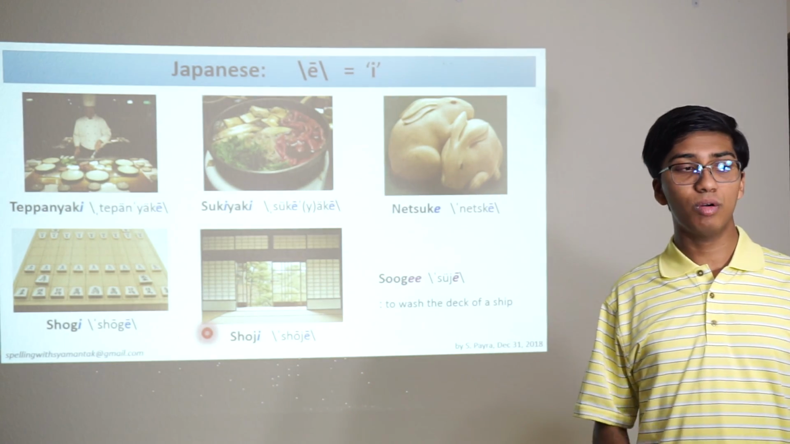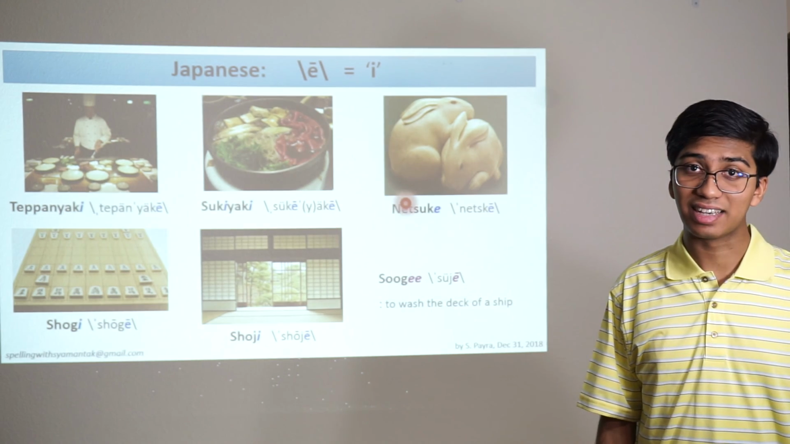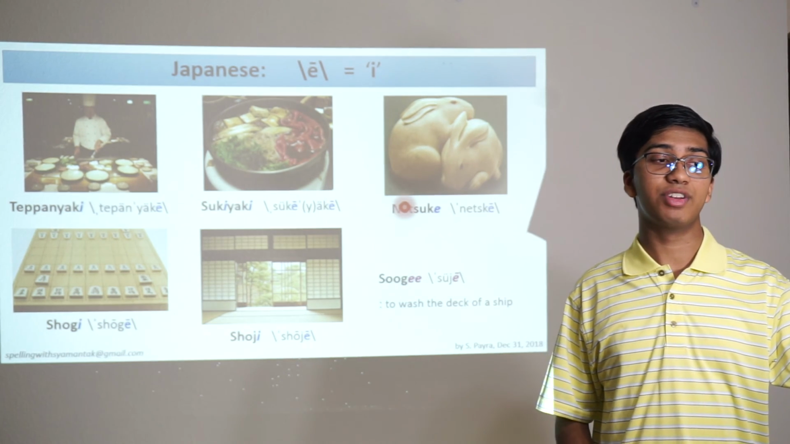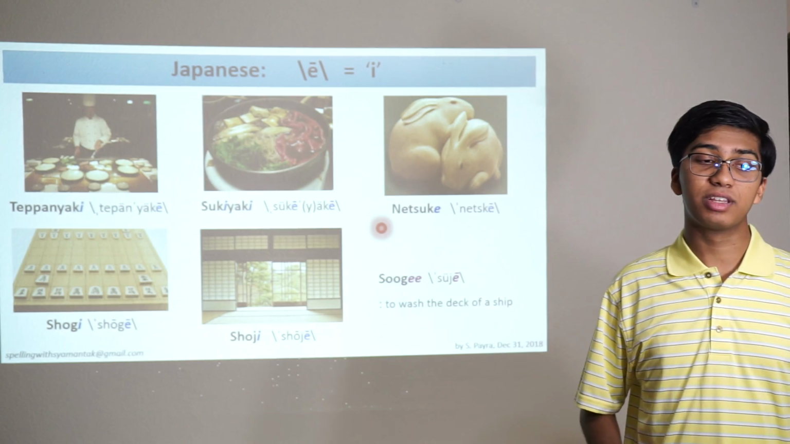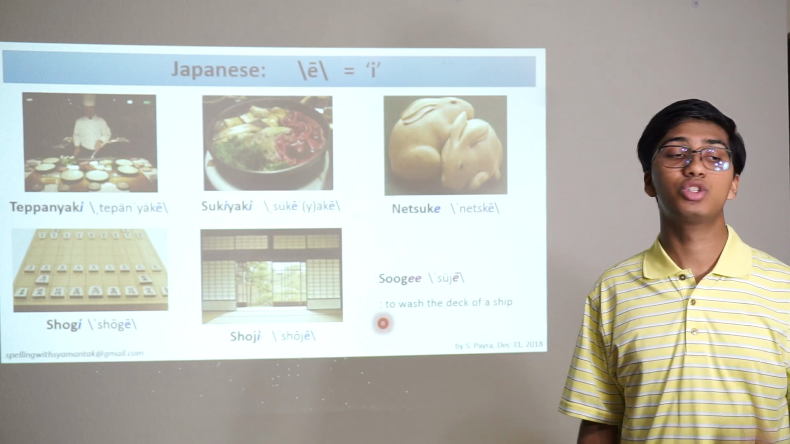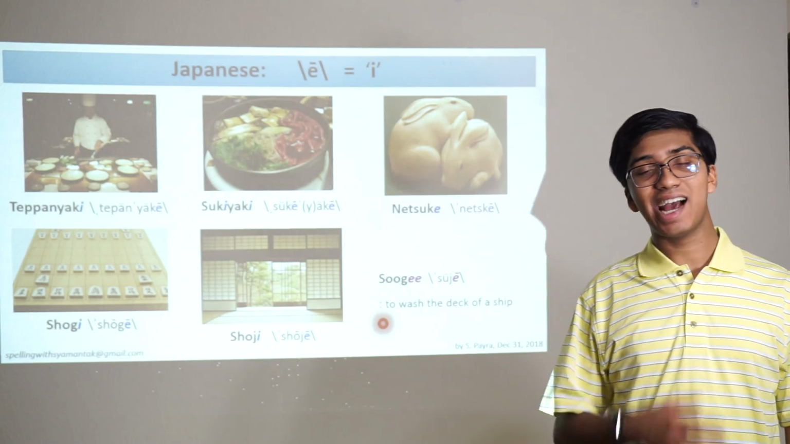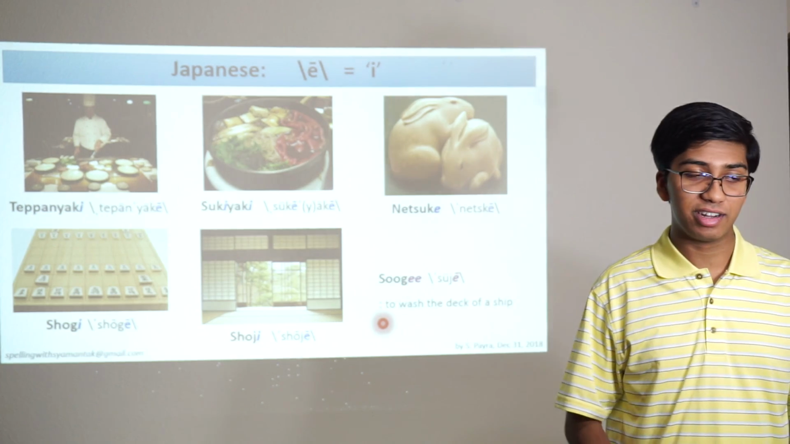This is what it's going to be in most cases, but there are a couple exceptions, like netsuki, which is a small object carved in wood or ivory, formerly used to fasten a small purse to a kimono, and a word like sugee, which means to wash the deck of a ship. That one's interesting, it has a G-E-E, it was transliterated in a slightly different method.